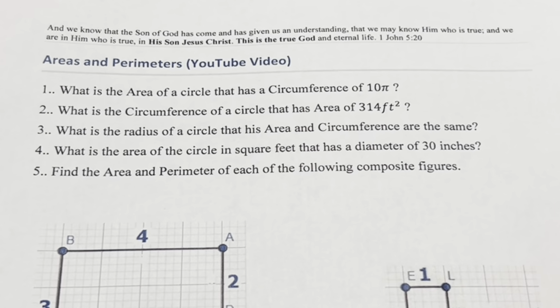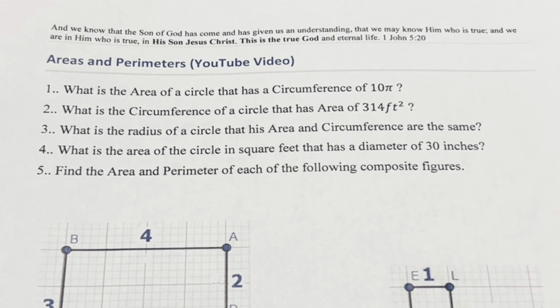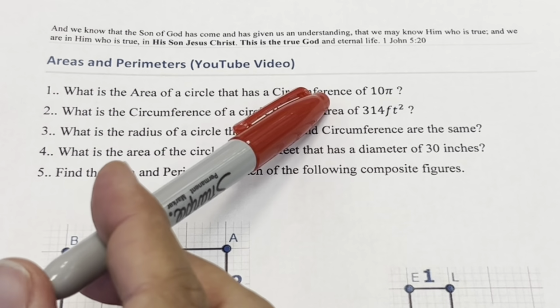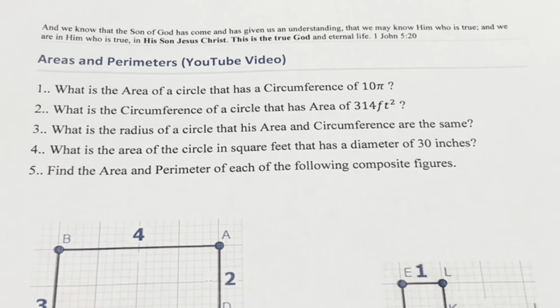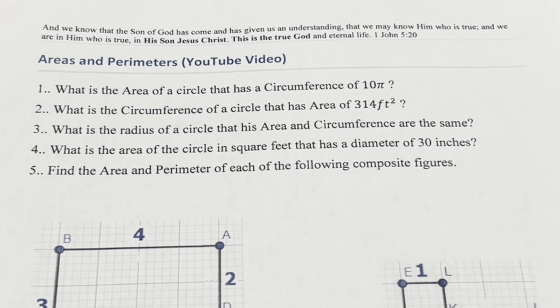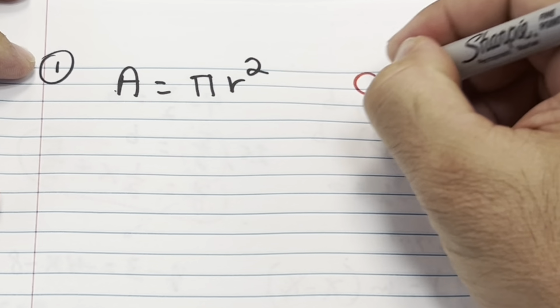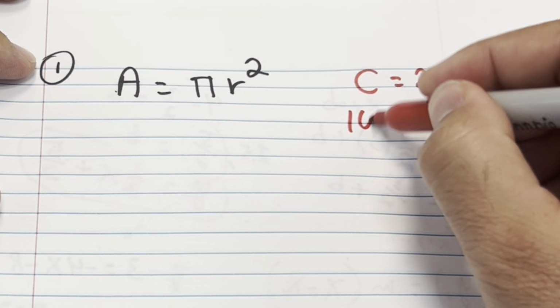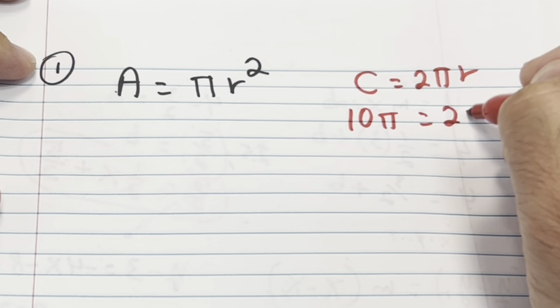Okay, let's practice some areas and perimeters here. The first one says, what is the area of a circle that has a circumference of 10 pi? Circumference is equal to 2 pi r. So circumference 10 pi is equal to 2 pi r.